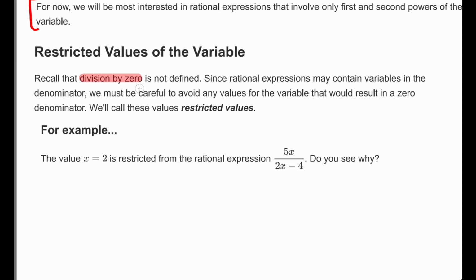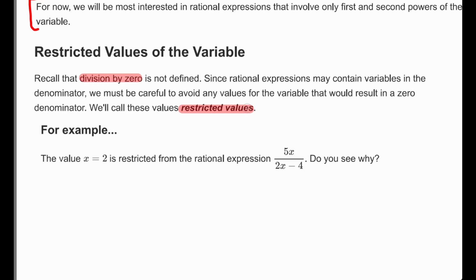Because of that, the values that cause a division by 0 are just not defined. These values that cause a division by 0 are called restricted values. You cannot use these values because if you did, you would be dividing by 0. The other equations that we've solved, we didn't have to worry about dividing by 0 because they weren't rational. Well, I guess they were rational expressions, but they didn't actually have anything in the denominator that would cause a division by 0.